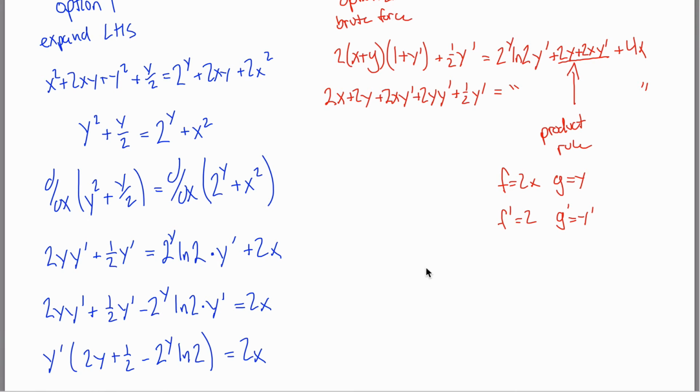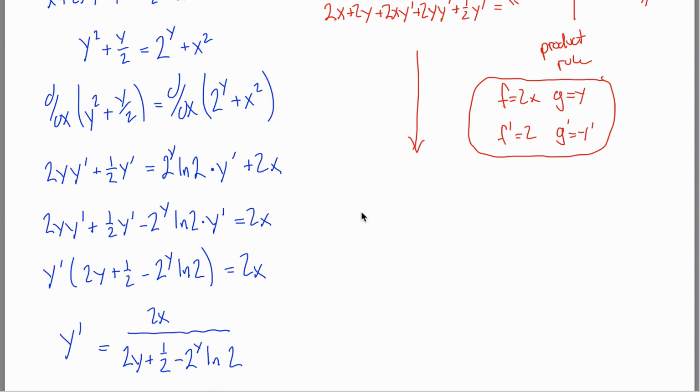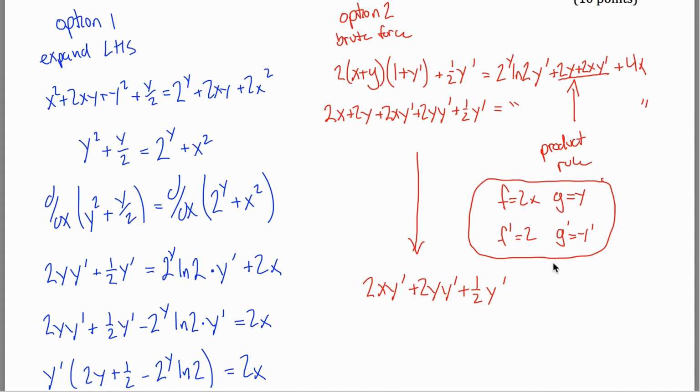And so I'm going to collect all the terms that have a y prime in them on one side of the equation. So let's jump all the way down here. This kind of got in the way there. And so I got 2xy prime plus 2y y prime plus 1/2 y prime. Do I have any y primes on this side? Yep, sure do. Subtract them over to this side. 2 to the y, natural log of 2 y prime, minus 2xy prime. I think that's all the terms that have a y prime in them.